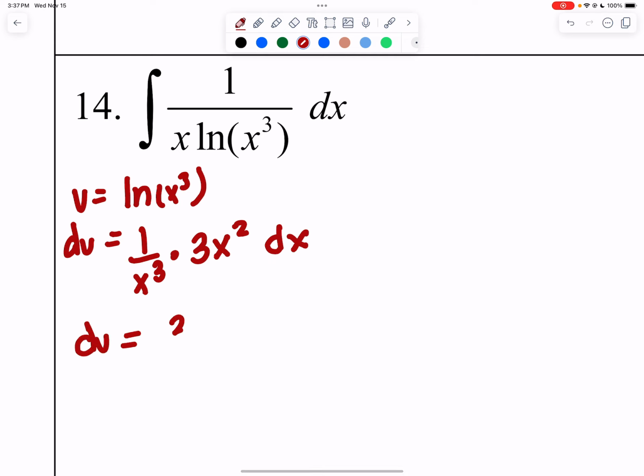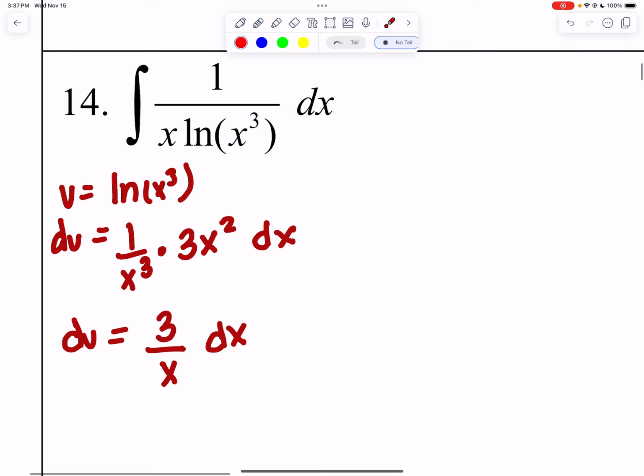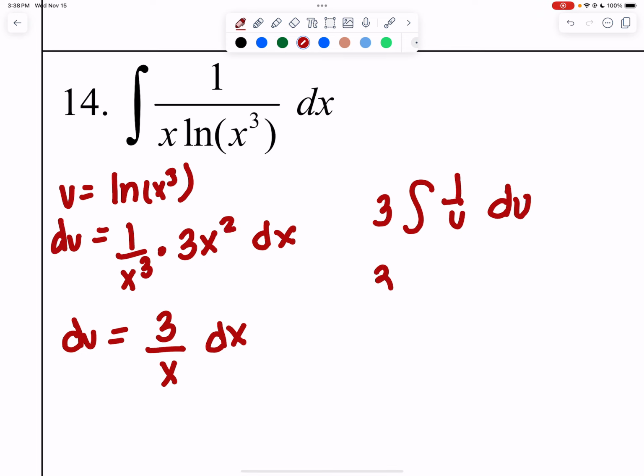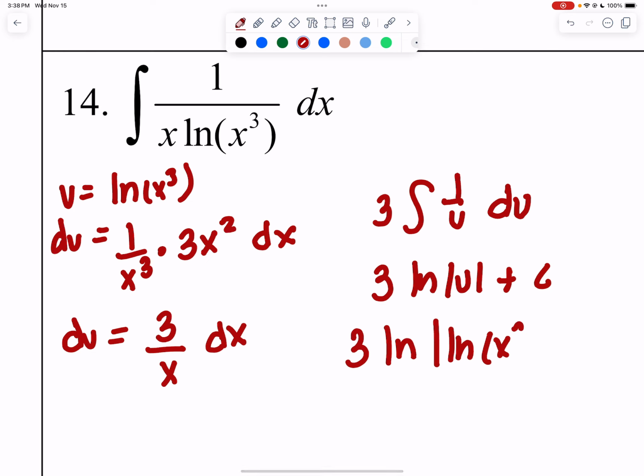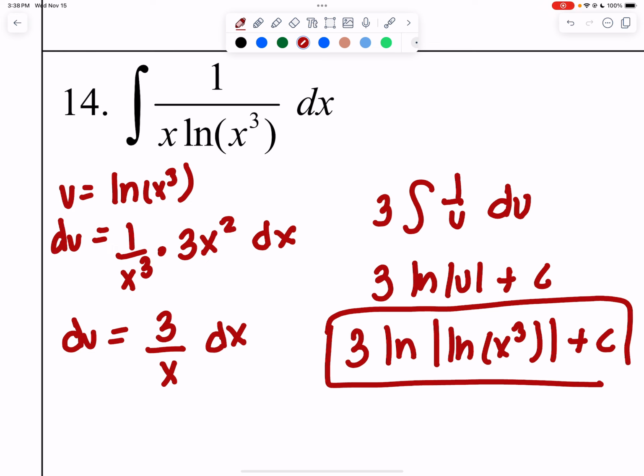Now, for this one right here, once you simplify 1 over x cubed times 3x squared, you're going to get 3 over x dx, which is going to be perfect because then if I take the reciprocal of this, the x's will cancel out, and I'm just left with a 3 times whatever my integrand is, in this case 1 over u du. Integrate that, plus c. So then I have 3 times ln of x cubed plus c. Ooh, beautiful.